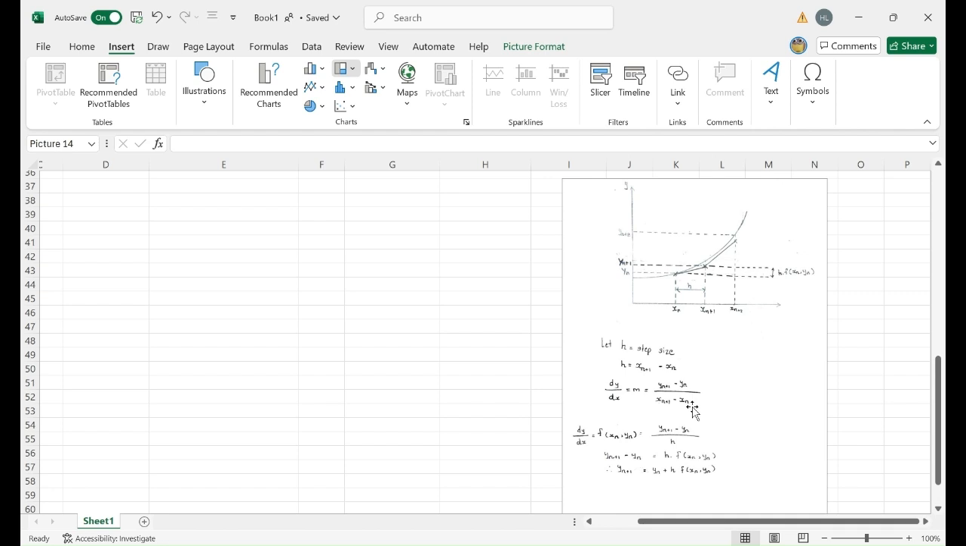Rearranging this gives us yn plus 1 equals yn plus h times dy by dx. And since dy by dx equals f of xn comma yn, we can substitute into the formula and it becomes yn plus 1 equals yn plus h times f of xn comma yn. This formula allows us to step forward from point to point, estimating the curve using straight lines.